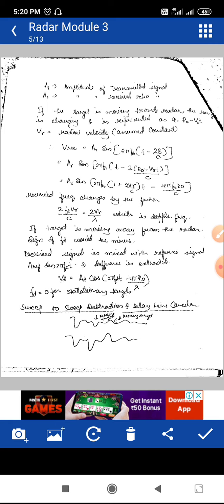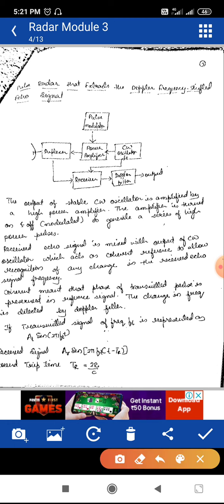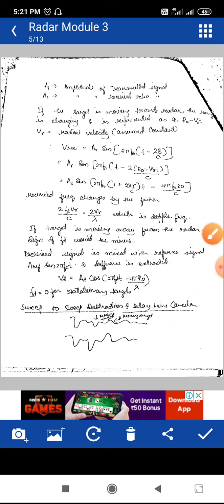As per this block diagram, we are receiving at the receiver the received signal, where the frequency is getting added or subtracted based on the movement of the target. Again we mix the received signal and the transmitted signal with the help of a mixer. The reference signal is again sine 2 pi fc into t, the same thing we used at the transmitter side.